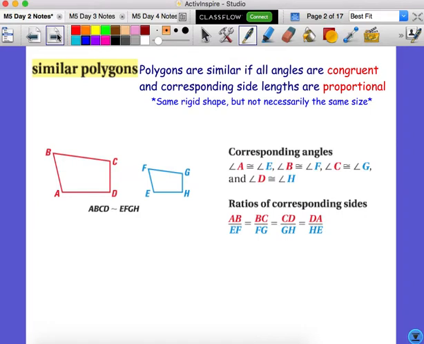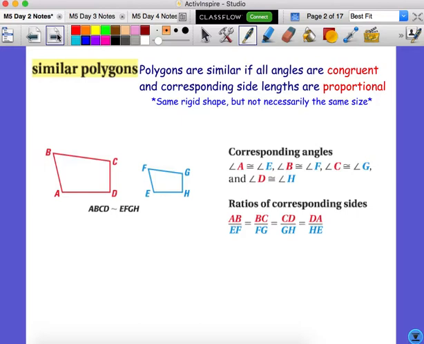So similar polygons are polygons that have congruent angles and proportional side lengths. So basically this means we have the same rigid shape but not necessarily the same size. If you think about this with a square, we know squares have all 90-degree angles no matter what size they are. So those angles are never going to change, especially thinking back to that dilation unit in Module 2. But our side lengths will change accordingly. So we've got proportional side lengths and congruent angles. Those are our two pieces.